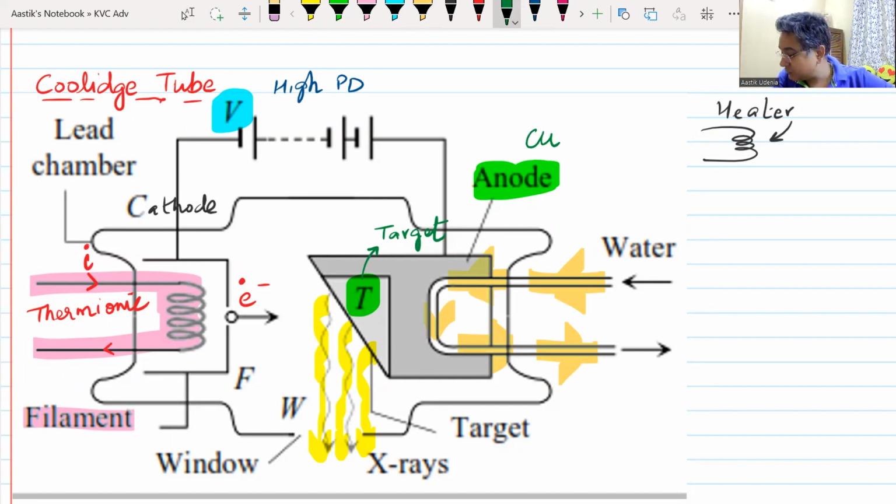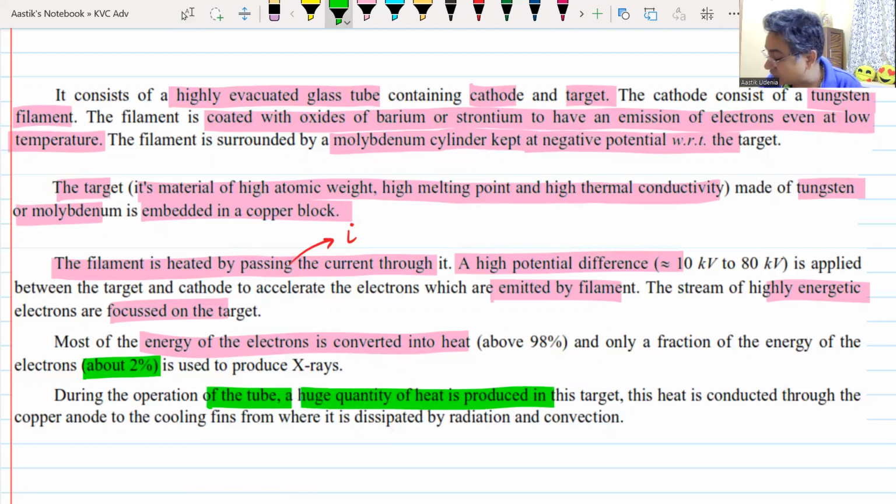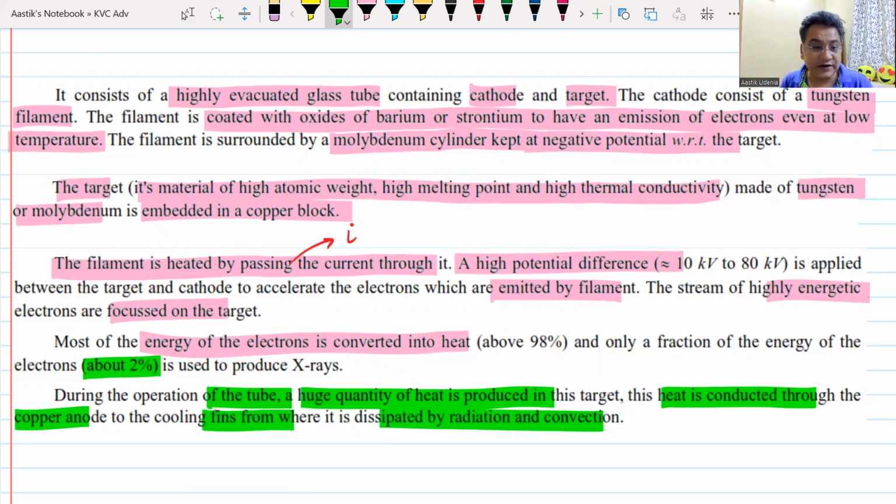So I hope you are able to relate this with the diagram. Now remember, most of the energy is converted into heat. Only 1 or 2% is converted into X-rays. During the operation of the tube, a high quantity of heat is produced. This heat is conducted through the copper anode to the cooling fans, from where it is dissipated. Do we understand this? Yes, sir. This is the entire process of production of X-rays. I'll give you 2 to 3 minutes to note it down. Let me know once you are done.